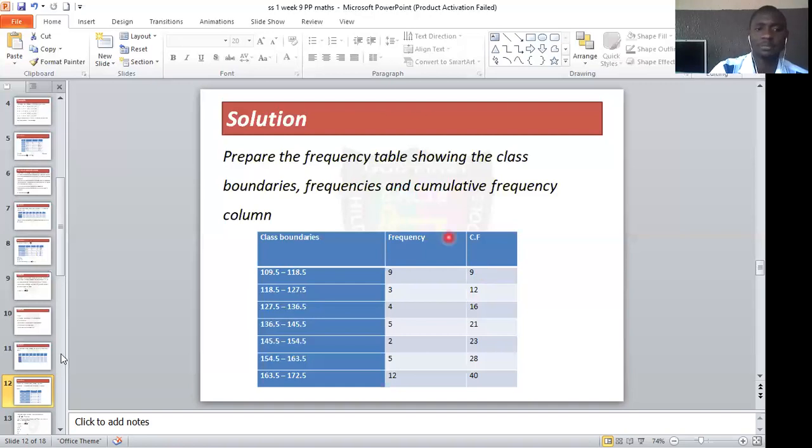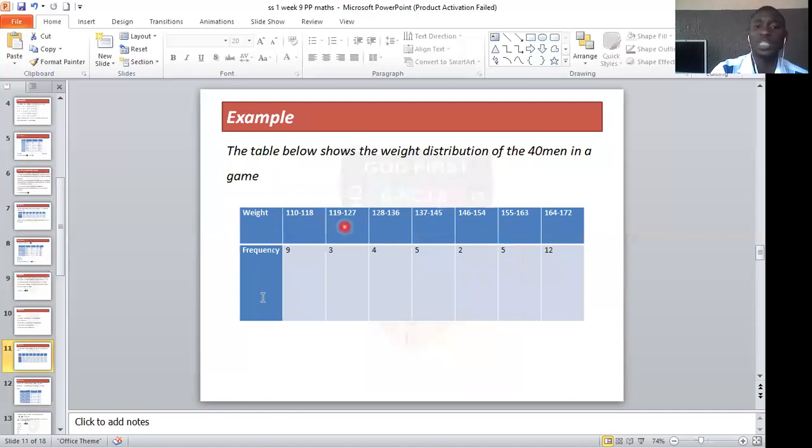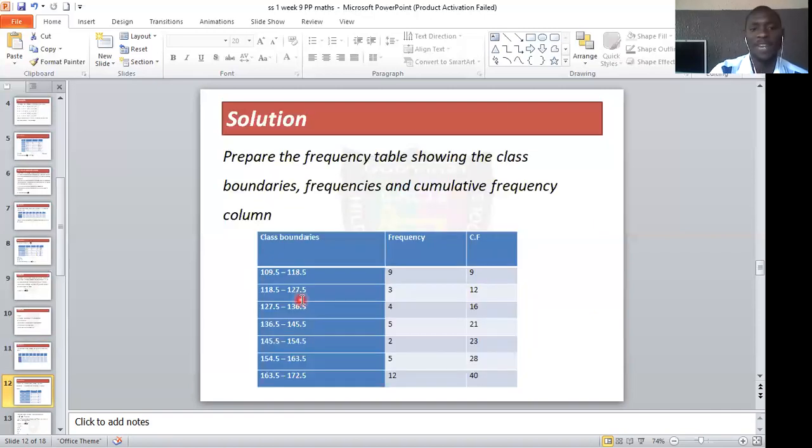Now the next class interval is 119 to 127, which makes your class boundary 118.5 to 127.5, and your frequency is 3. The next cumulative frequency will be 9 plus 3 to give 12. For the third class, 12 plus 4 gives 16. Fourth class, 16 plus 5 gives 21. Fifth class, 21 plus 2 gives 23. Sixth class, 23 plus 5 gives 28. And the last class, 28 plus 12 gives 40. That is 40 men in the question. The total frequency must be equal to the last number of the cumulative frequency. I believe you know how to calculate your cumulative frequency very well.